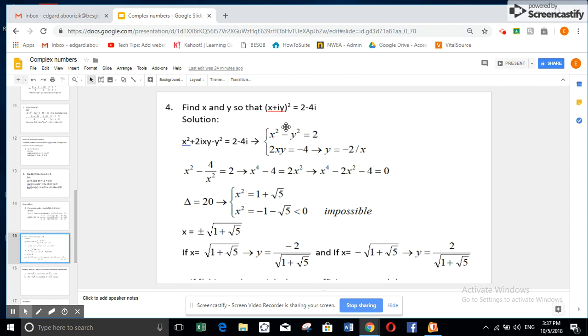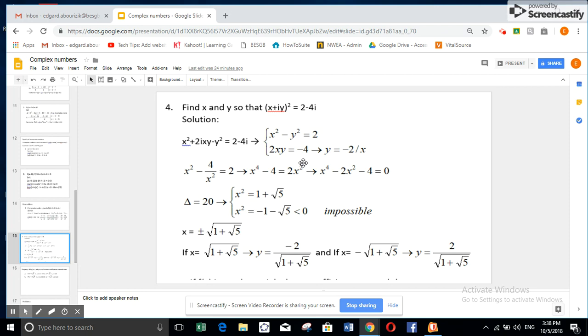So I expand: (a + b) squared is a squared plus 2ab plus b squared. So x squared plus 2ixy plus i squared y squared, which is minus y squared, equals minus 4i. We said two complex numbers are equal when real equals real: x squared minus y squared equals 0. Imaginary, the coefficient of i: 2xy equals minus 4. So I have a system now.